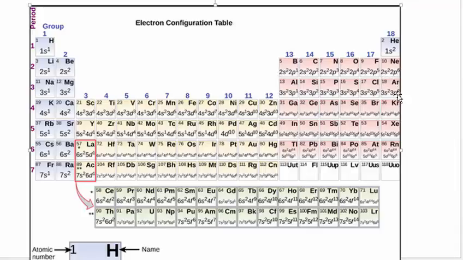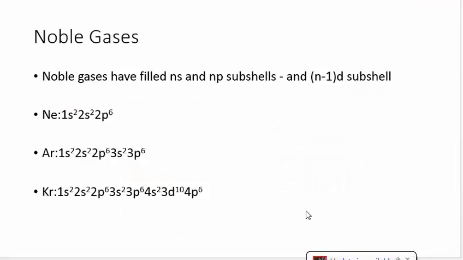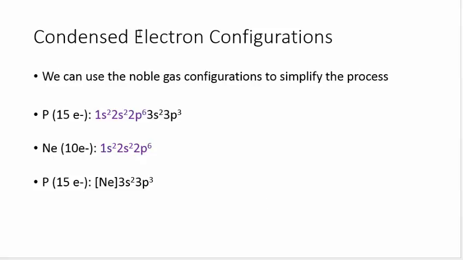So the S and P subshells are completely filled, and once we get to the fourth period, we have D subshells. Those are completely filled, and once we get to the sixth and seventh period, we have F subshells, and those are completely filled. So the noble gases have completely filled subshells. So here are the electron configurations of 3 of the noble gases, and we can clearly see that all of the subshells are completely filled. So we're going to use that to help us write what are known as condensed electron configurations.